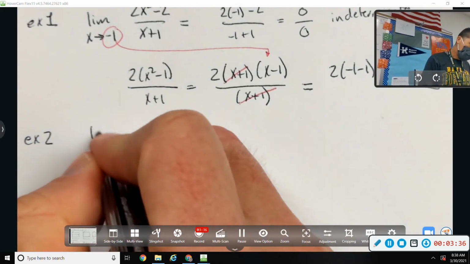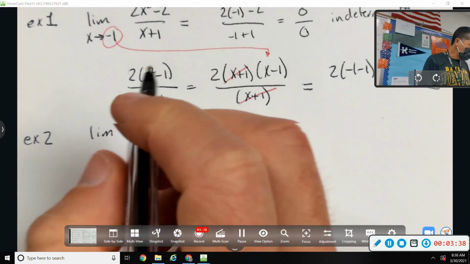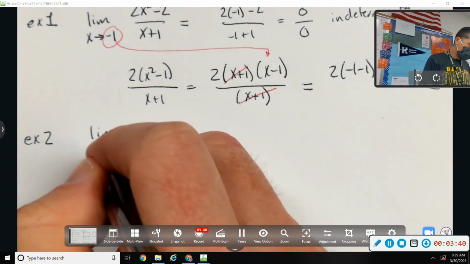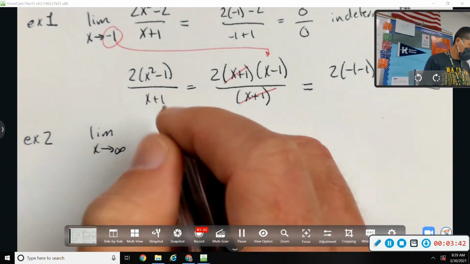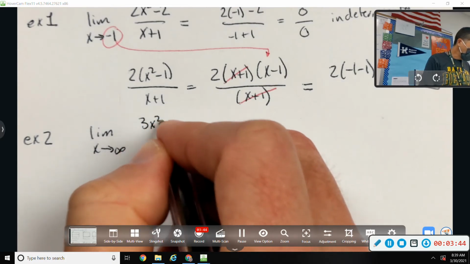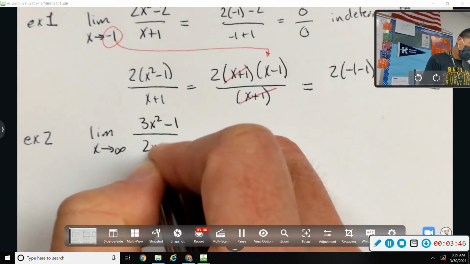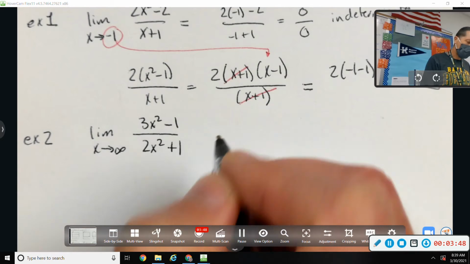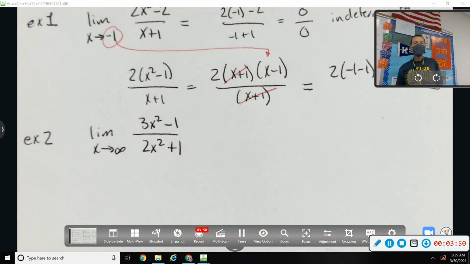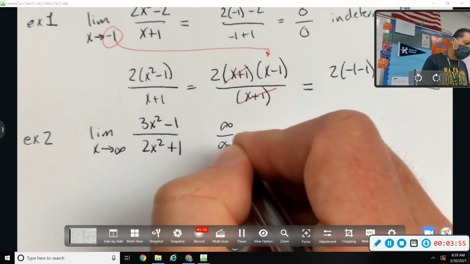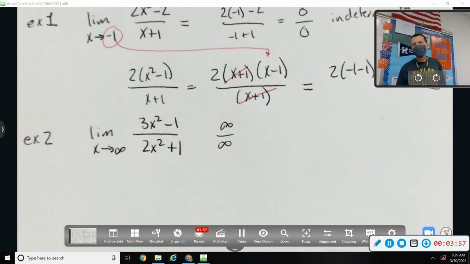Example number 2. Again, not L'Hopital's yet. Limit as x approaches infinity, 3x squared minus 1 over 2x squared plus 1. Well, if I plug in infinity, I get infinity over infinity, so that's not really helpful. Like, I don't know what that is. It won't factor. Do you remember the rule there, though? What that limit's going to be?